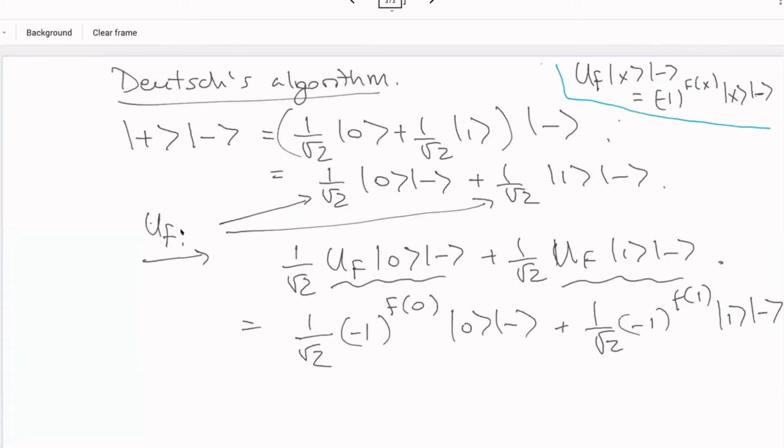And now we're almost there. Let's multiply everything by a global phase of minus 1 to the f of 0. Remember, global phases don't really matter, right? They don't change the state. It's the same state up to a global phase. So I can freely multiply by -1 to the f of 0. So I'm going to say this is equivalent to multiplying by -1 to the f of 0.